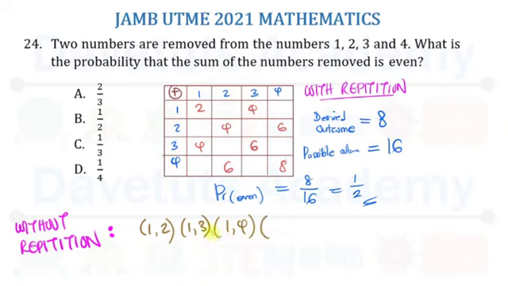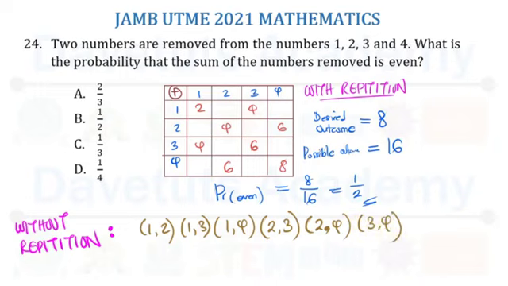Then we can write for 2. We can say 2 and 1. But 2 and 1 is here already. We cannot say 2 and 1 again. So we can only say we are looking at 2 and 3. And note that 2 and 3 is also the same as 3 and 2. Okay? And next we can look at 2 and 4, and then finally we can look at 3 and 4.